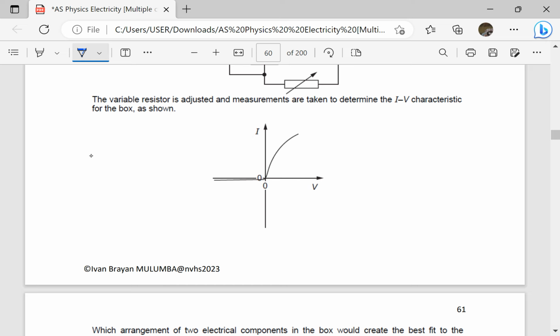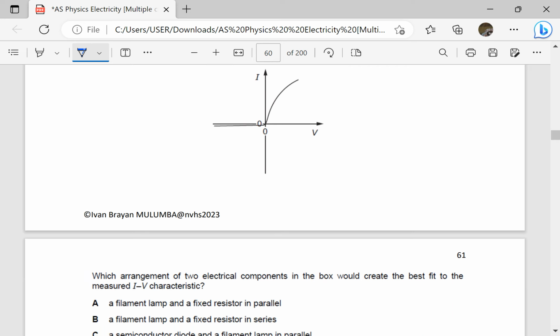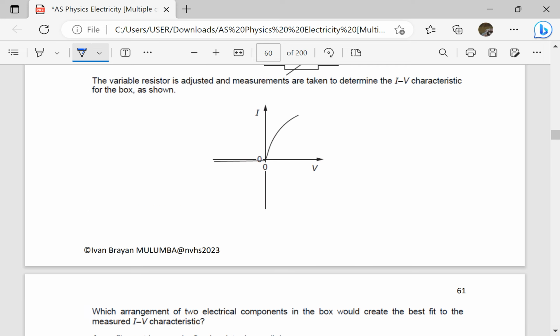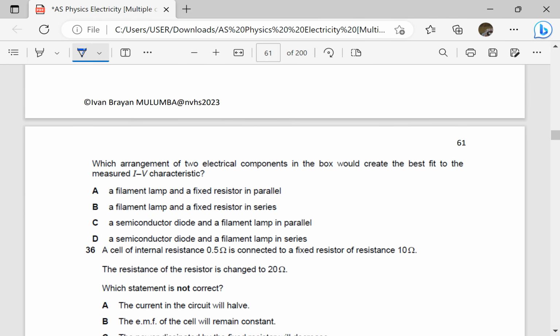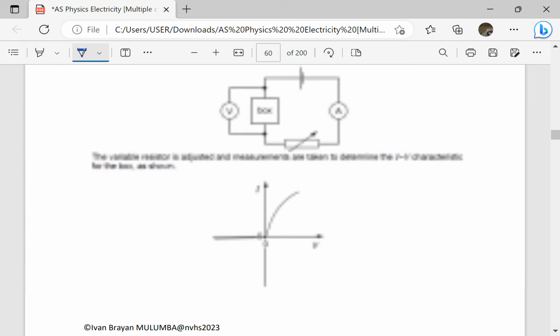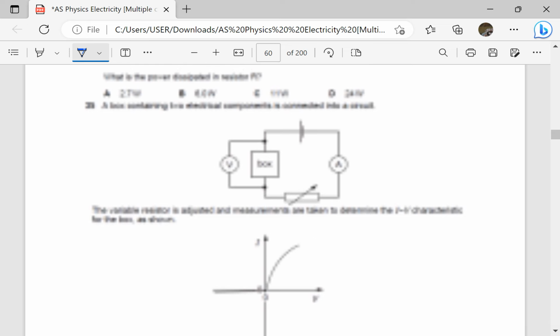So this can't be a filament. It can't be a filament lamp because, okay, the resistance increases, of course, later on, but it seems we can actually not consider a filament lamp. Here A is saying a filament lamp and a fixed resistor in parallel. So a filament lamp and a fixed resistor in parallel.